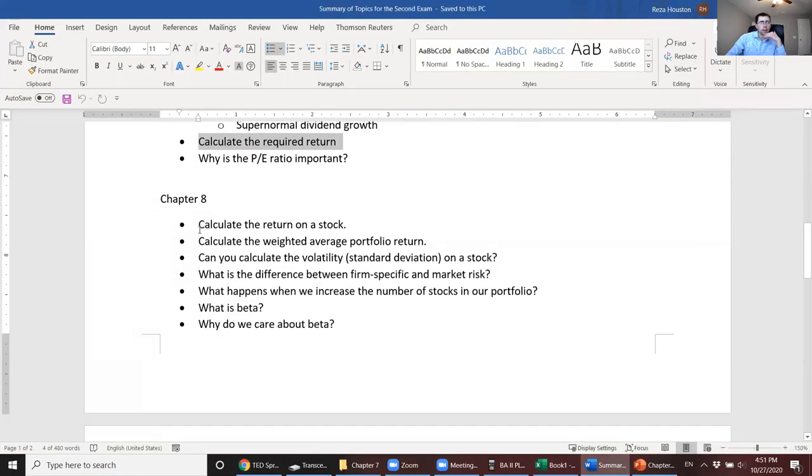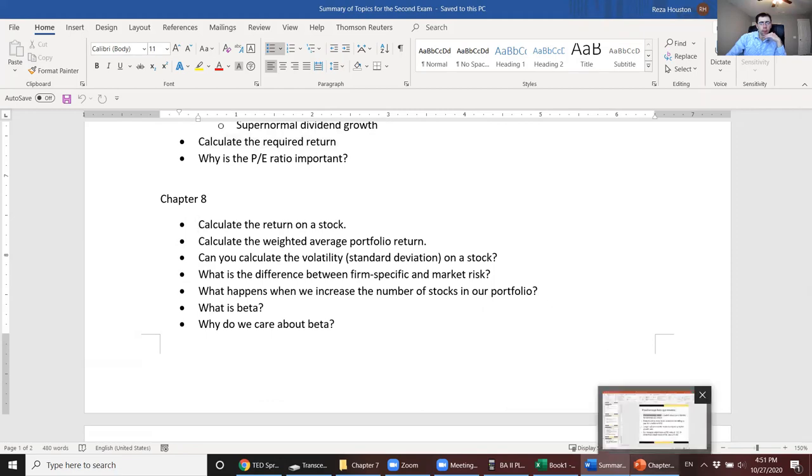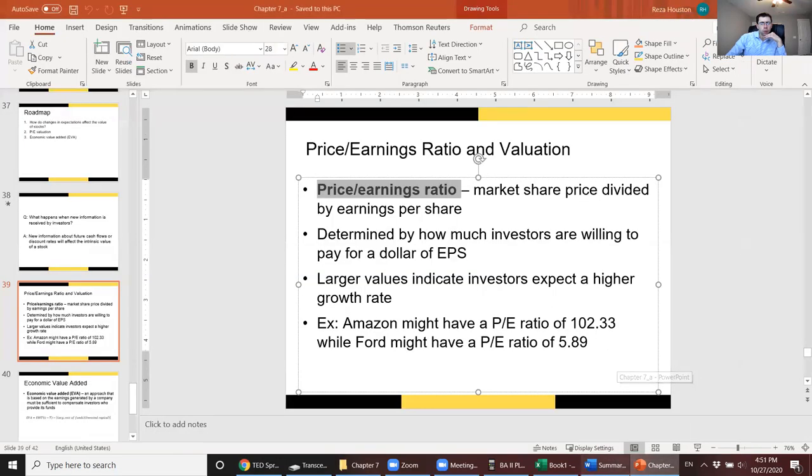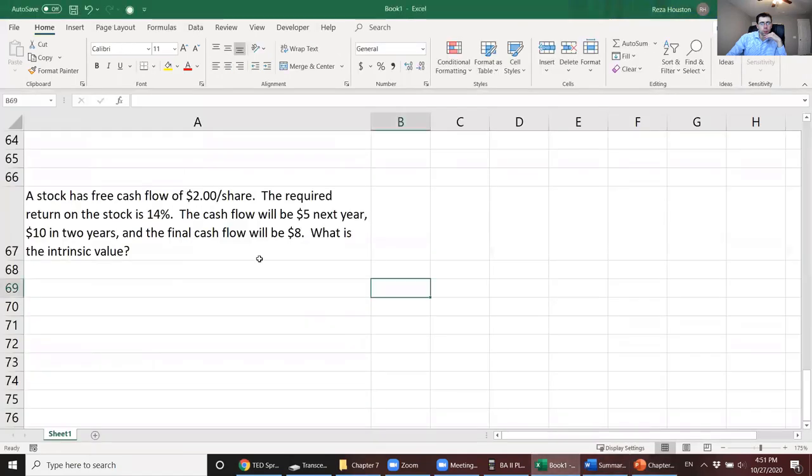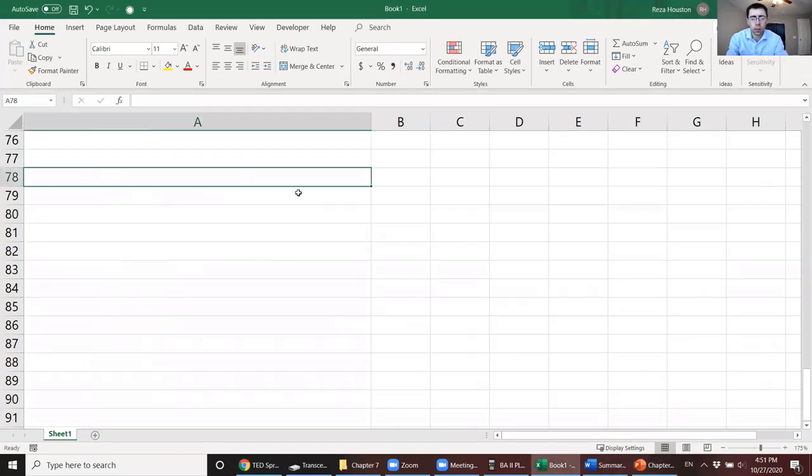Okay, chapter 8. That's where we start to look at portfolio analysis and building portfolios. You should absolutely be able to calculate the return on a stock.